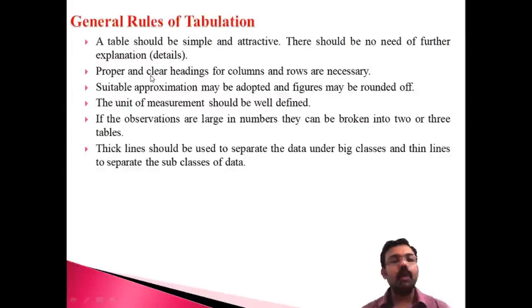And the second one is proper and clear headings. That means row headings and column headings are essential for the tables. There are proper headings, the columns and the captions, and stubs are essential for the table. And there are suitable approximations, that means figures are rounded off. Suppose figures are expressed in terms of thousands or lakhs, so we easily round off. So another important element is that the figures are always rounded off.